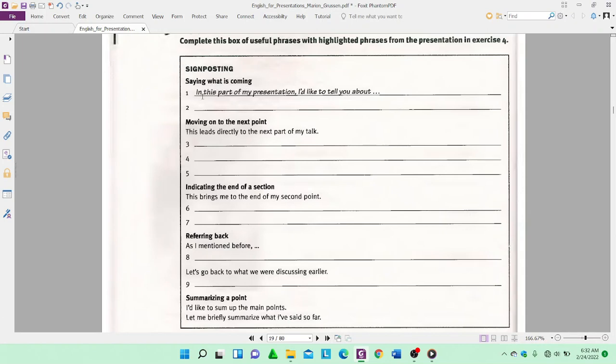And we have an example here, like by saying this: In this part of my presentation, I'd like to tell you about, right? So this one, let's underscore this one first. The way to pronounce it is not presentation, it should be presentation, because it's a noun, right?